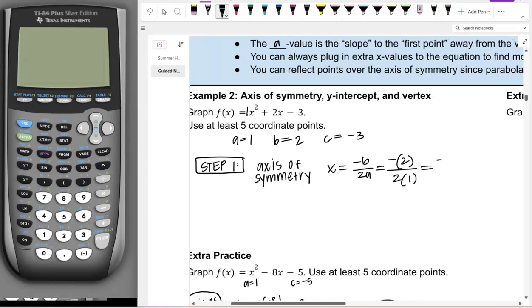Simplify that. Negative times 2 is going to be negative 2. 2 times 1 is going to be 2. And we know negative 2 over 2 reduces to negative 1. So our axis of symmetry is x equals negative 1.